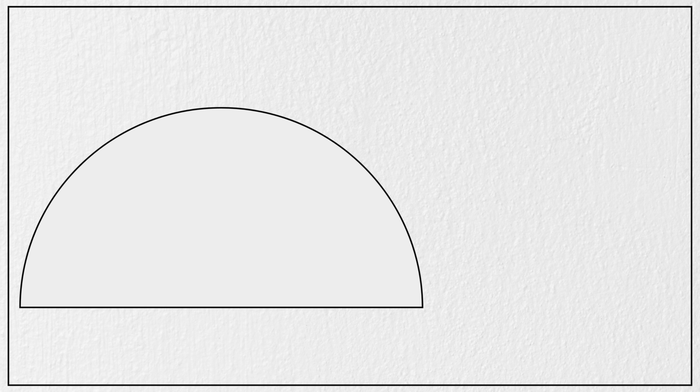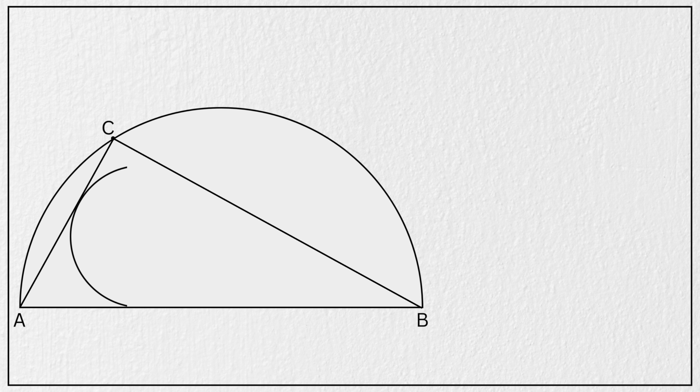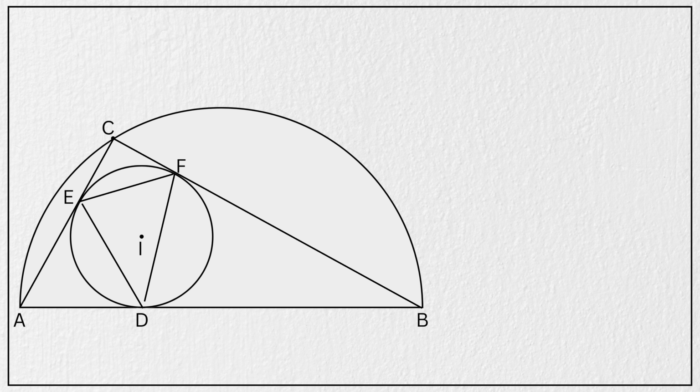We are given a semicircle with diameter AB. Now choose a random point C on the arc and form the triangle ACB like this. Inside this triangle, a circle with center I is placed in such a way that points D, E, and F are the points of tangency to the sides of the triangle. Again, connect these tangency points to form the triangle DEF like this.